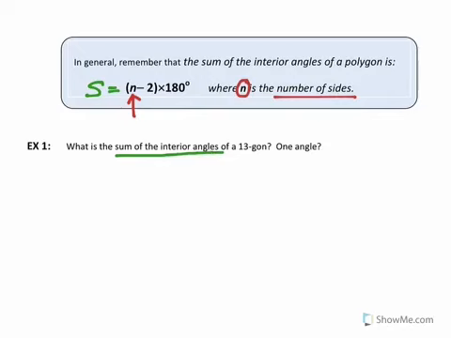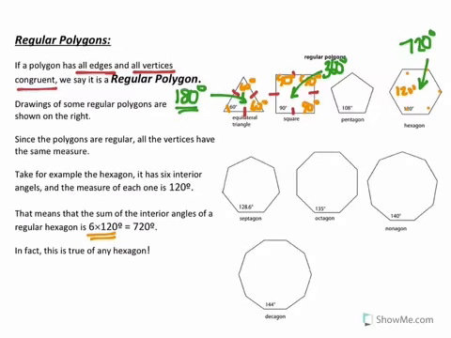Example number 1, find the sum of the interior angles of a 13-gon, so a shape with 13 sides. I also want to know what one angle is. So one angle means once you're done, can you figure out what just one corner is equal to? And remember, they're all the same.